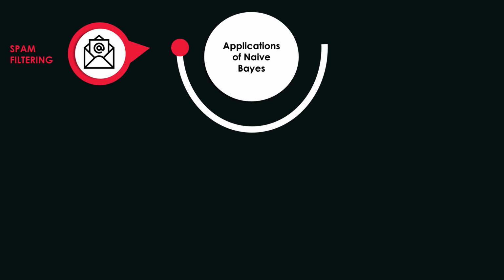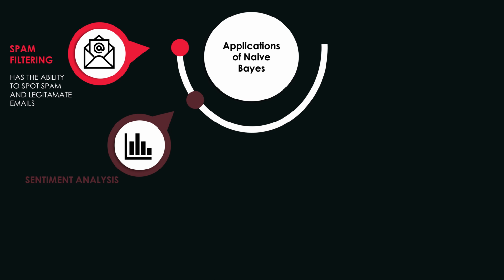The algorithm has many real-world applications in various fields. Here are some examples of how it can be applied in real-world scenarios. Number 1. Spam filtering. Naive Bayes is commonly used for email spam filtering, where it can distinguish between spam and legitimate emails based on the words and phrases used in the email content. Number 2. Sentiment analysis. Naive Bayes can be used to classify the sentiment of text documents, such as social media posts or product reviews, as positive, negative, or neutral. This is useful for understanding customer opinions and preferences.